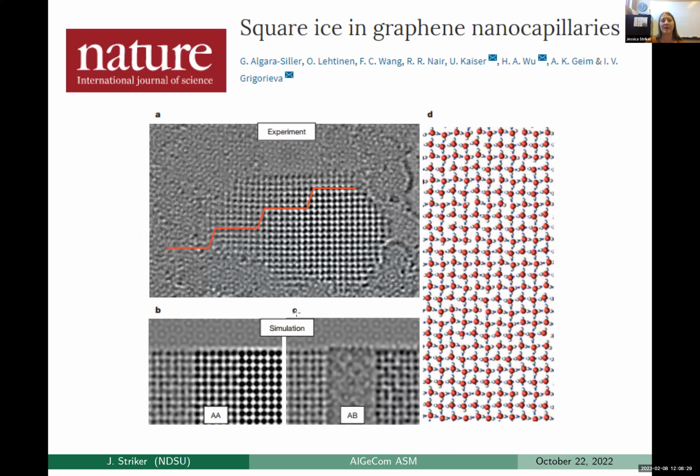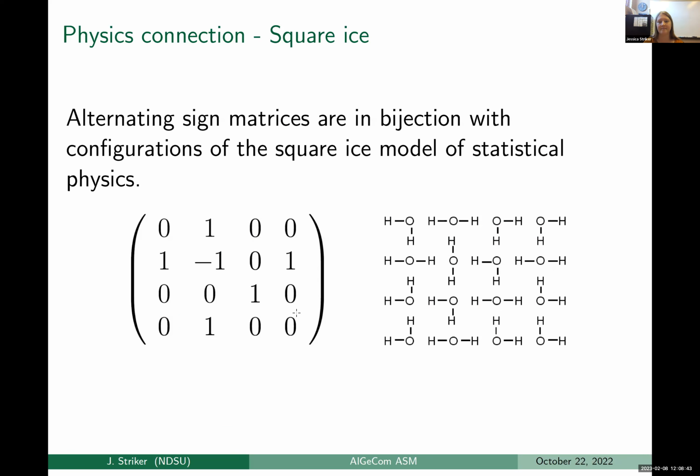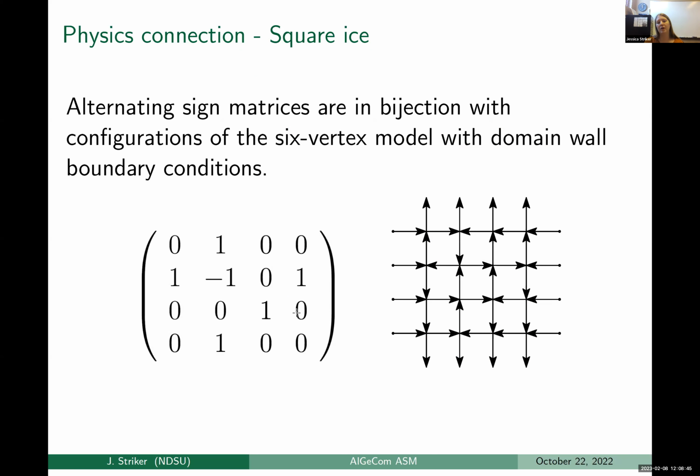And it turns out that square ice does actually occur in not water, but in graphene. So this was a 2015 paper in the journal Nature. And you can kind of see there are molecules that sort of connect up at right angles like these ones do. Okay, the way the physicists usually look at this model is not with H's and O's because it's really hard to draw all of them, but with vertex configurations.